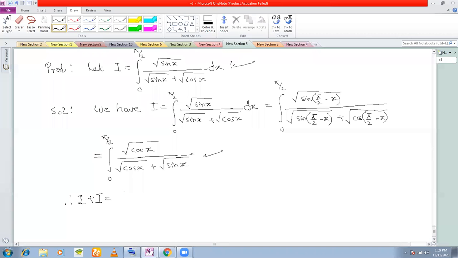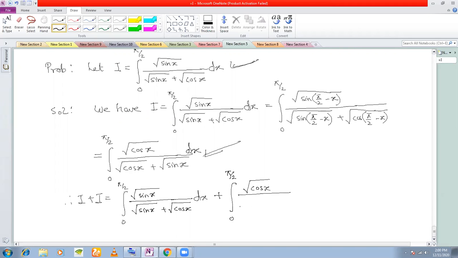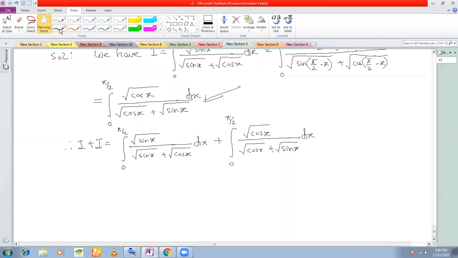For the first I, we write this: integral 0 to pi by 2 root sin x by root sin x plus root cos x dx. And for the second integral, we write this: integral 0 to pi by 2 root cos x divided by root cos x plus root sin x dx. This is a very important technique. Now, if we combine these two integrals, then what will you get?